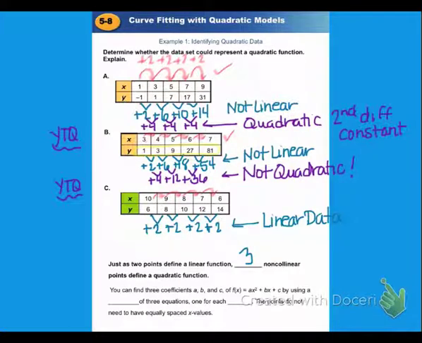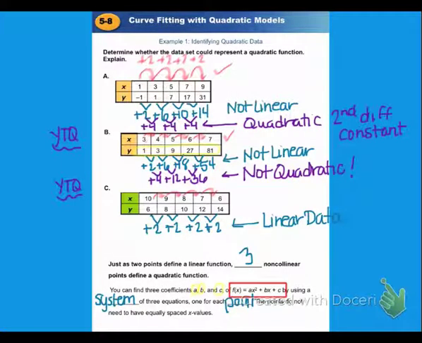You need 2 points for a line. You need 3 non-collinear points, so they're not going to lie on a line anyway if they're on a parabola. They're going to be on a curve. So 3 non-collinear points will define a quadratic function. And you can find the 3 coefficients, A, B, and C, of the standard form of a quadratic equation by using a system of 3 equations, 1 for each point.